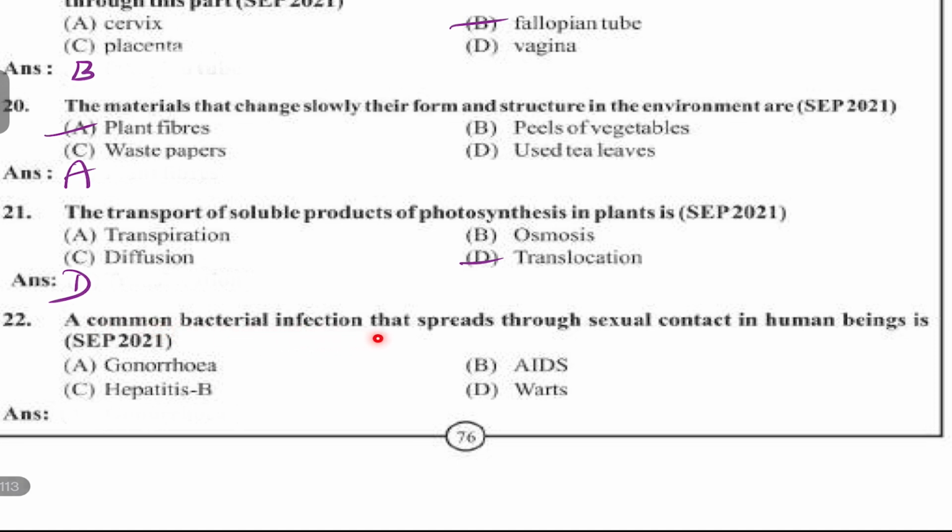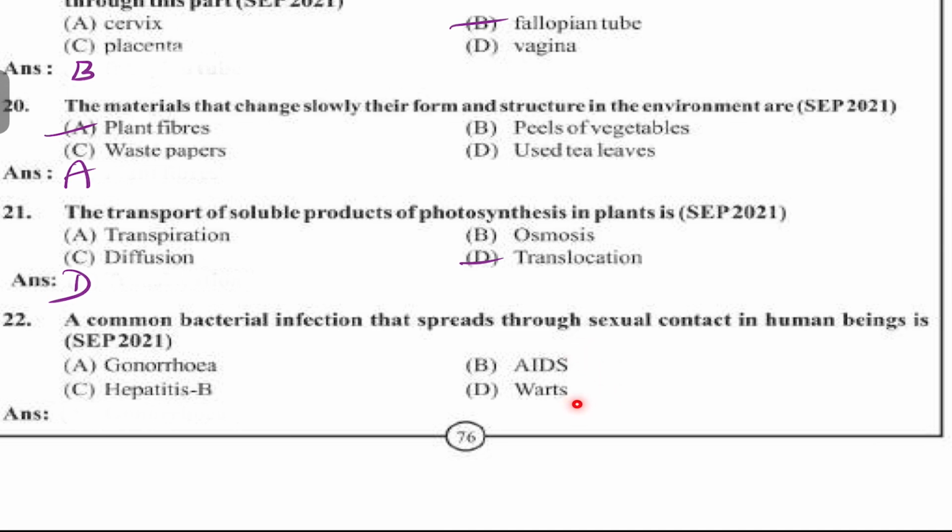A common bacterial infection that spreads through sexual contact in human beings is. Which is the common bacterial infection that spreads through sexual contact in human beings? You have to keep in mind, we should be careful while solving this type of question. It is a disease, a common bacterial infection that is spreading through sexual contact. It is gonorrhea. It is the bacterial infection. What about AIDS? It is caused by a virus. And hepatitis B, it is a non-communicable disease.